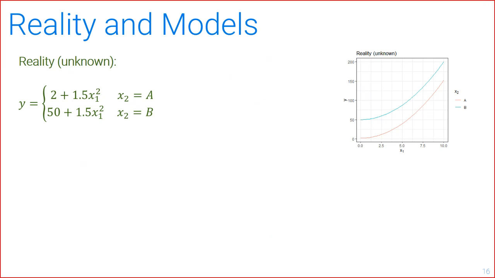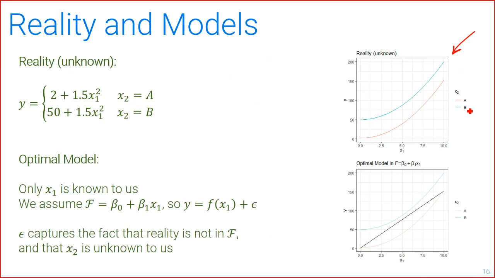So let's say that, for example, reality in whatever problem we're studying looks like this. Of course, we never know about this, but just for illustration here for the lecture. Imagine that the response is a function of two variables, x1 and x2. x2 is categorical, x1 is numerical. And let's say that the true relationship is something like this. This is what reality is about. So there is this positive exponential quadratic relationship, and it's just a difference between two groups, A and B. So this is reality.